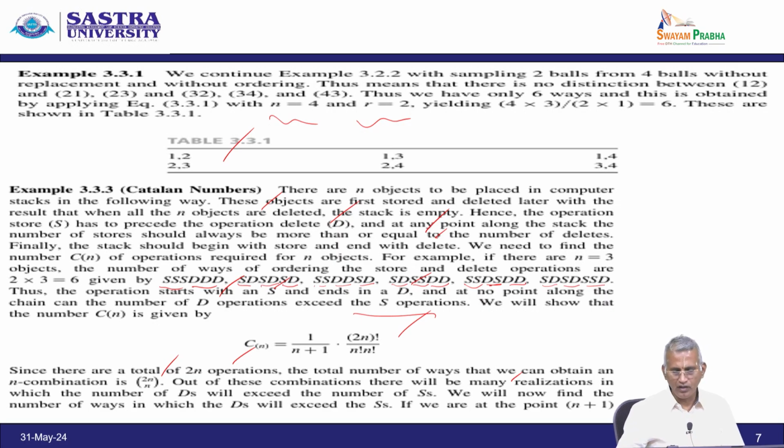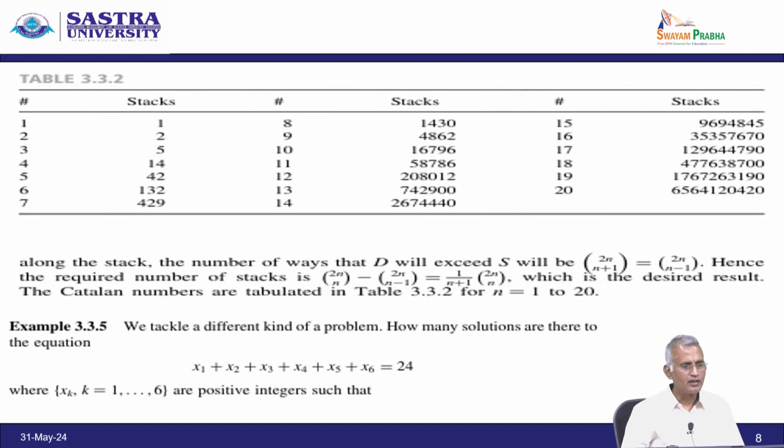So, if we are at the point of n plus 1, we have the stacks, say, the table shows that first you start with the number 1, the stacks is 1, for 2 we have a 2, if you take a 3 there are 5 stacks, if you take a 4 it becomes 14, 5 gives 42, 6 gives 132, 7 gives 429.